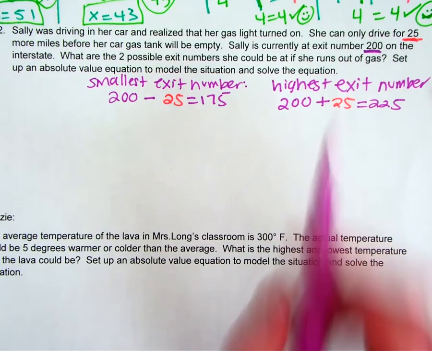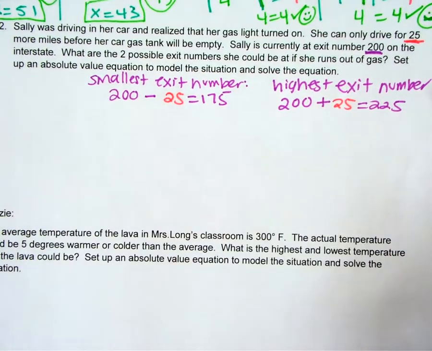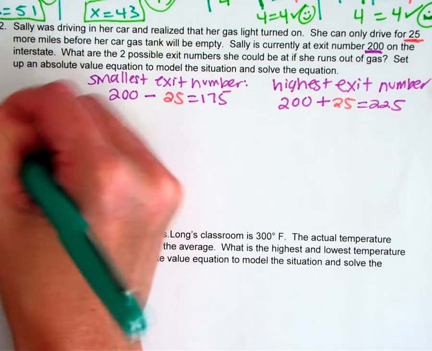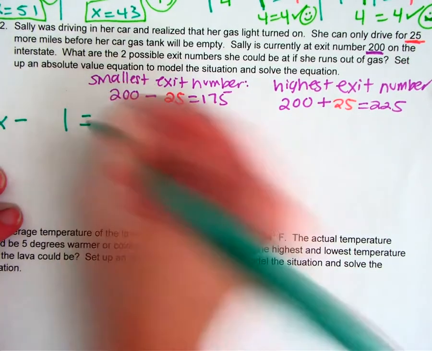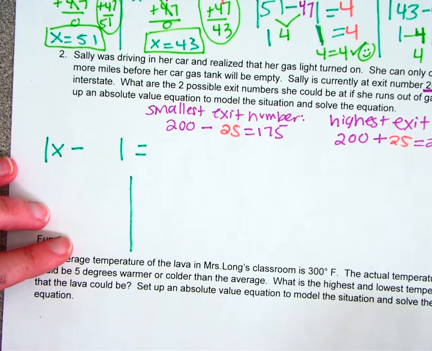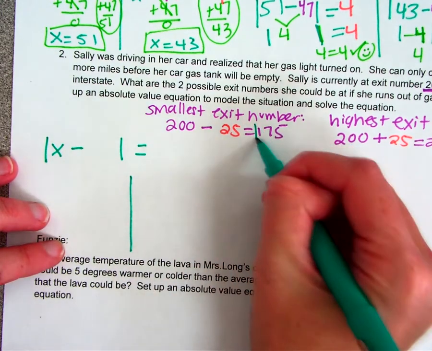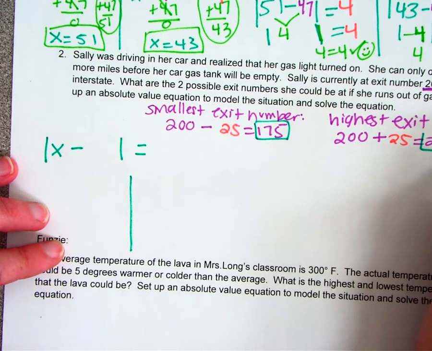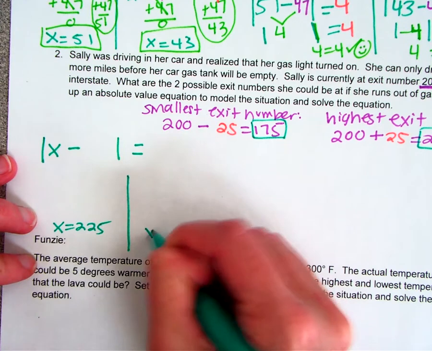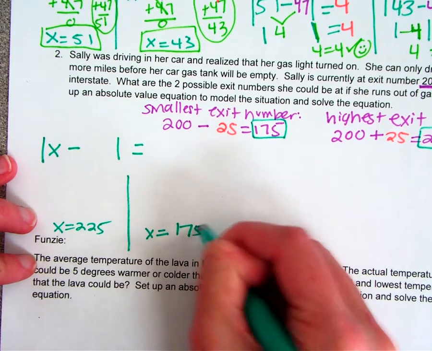Okay, so we know that these are what our x values are going to be. We know our absolute value equation is going to be x minus something equals something. We know we're going to split our equation into two equations, and we know that our final answer should be these two when we get done. So on one side, I should get 225, and on one side, I should get 175 if we did it correctly.